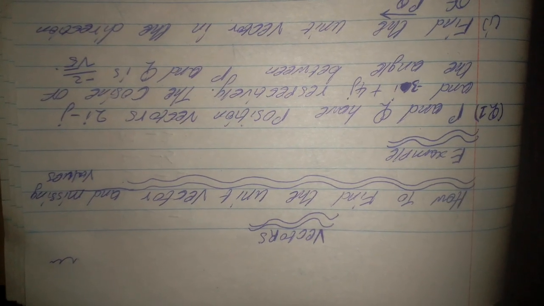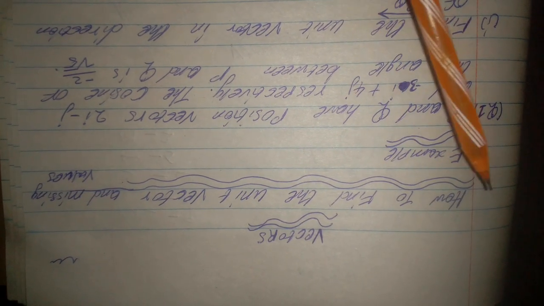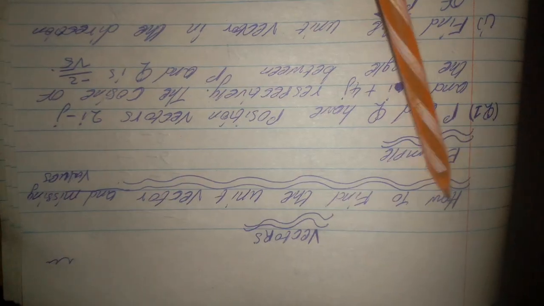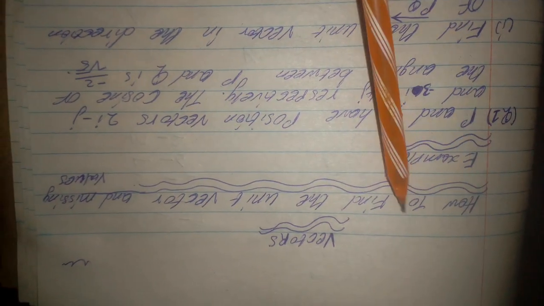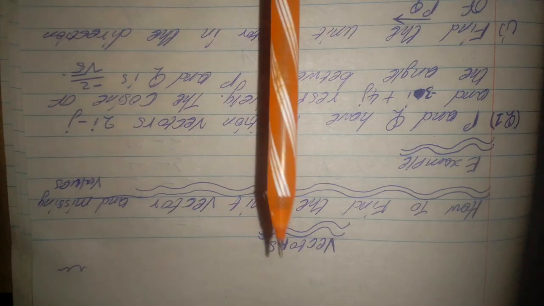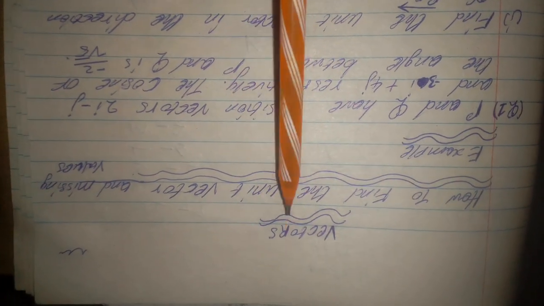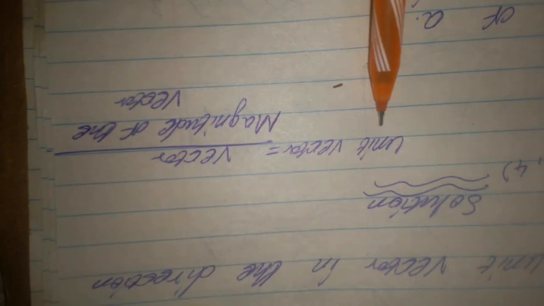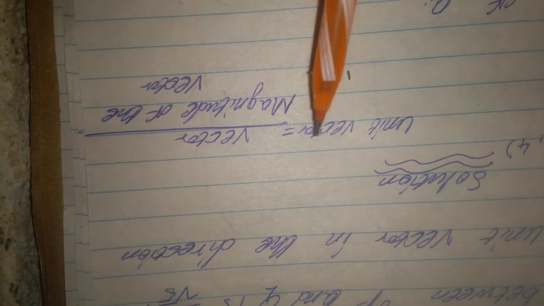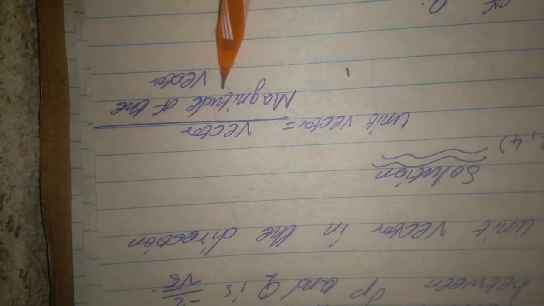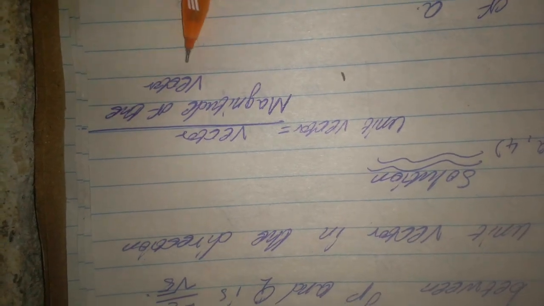In today's lesson, we're going to be looking at vectors. We're going to be looking at how to find the unit vector. For one to find the unit vector, one needs to know the formula. The formula for finding the unit vector is equal to the vector divided by the magnitude of that vector.